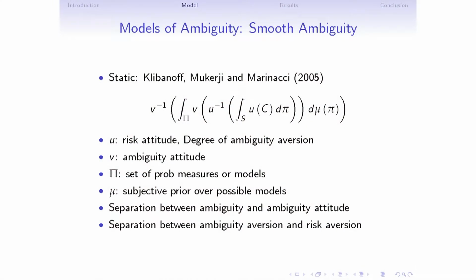It's also a very intuitive form. The inside here is like expected utility. And then you have a set of priors. Whenever you have ambiguity aversion, typically you have a set of priors, that's the pi, but you don't take the minimum. Instead, you are averse to that. Similar to risk aversion, you introduce a prior over there, and you apply another concave utility function. So that's the intuitive interpretation for this model, okay? The U describes risk attitude, and the V describes ambiguity attitude. The pi is a set of probability measures, and the mu is the subjective prior. This model has a separation between ambiguity and ambiguity attitude, and also a separation between ambiguity aversion and risk aversion.